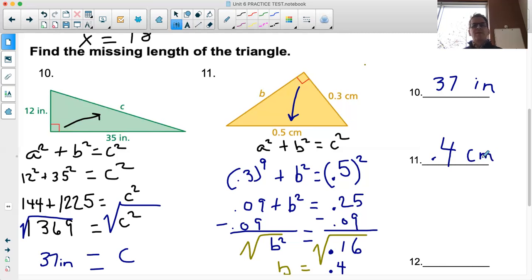And that would be finding the missing length of a triangle using the Pythagorean theorem. You already know that they're right angles. Just make sure that you mark the correct length of the side with the A, B, and C for number 10 and 11.